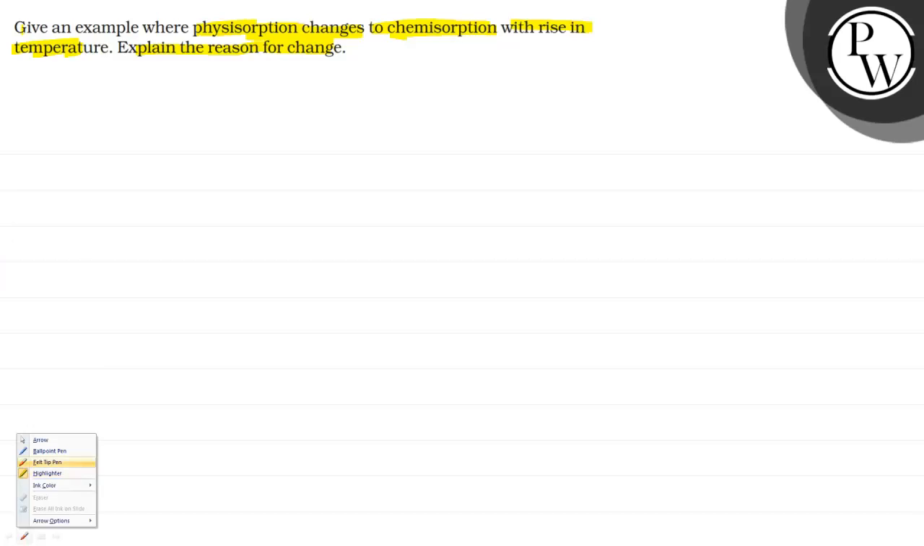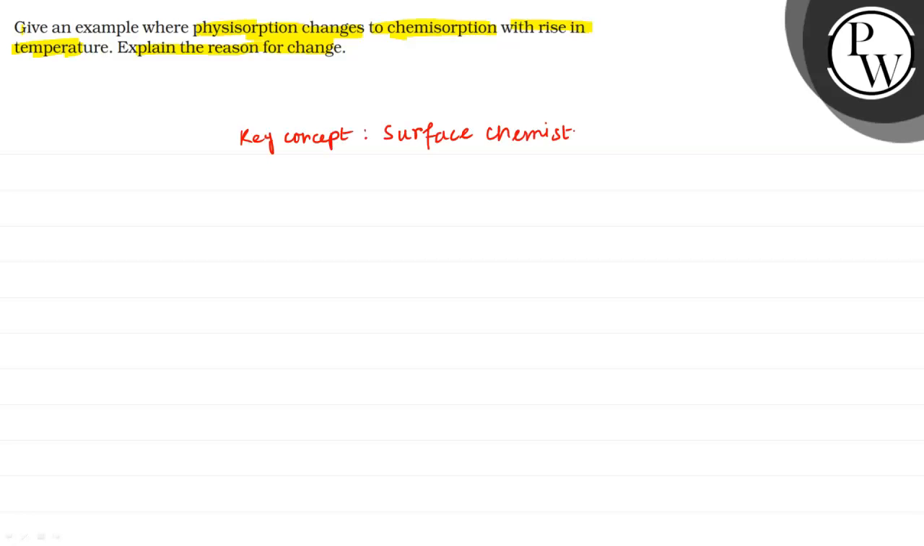So, the main key concept comes from surface chemistry, more precisely the adsorption process. So what is the adsorption process? The process when gas molecules adsorb on the surface of the adsorbent, and do not penetrate into the bulk of the substance. So that is the process of adsorption.